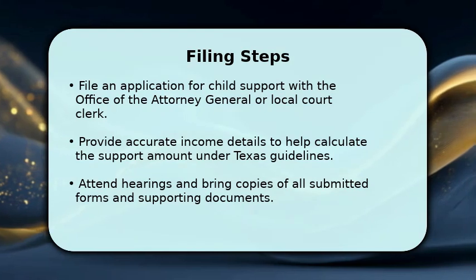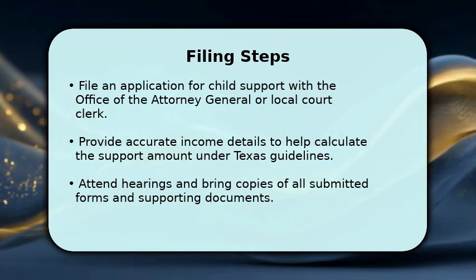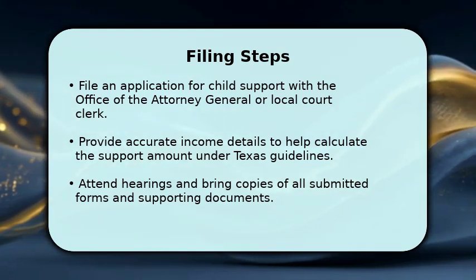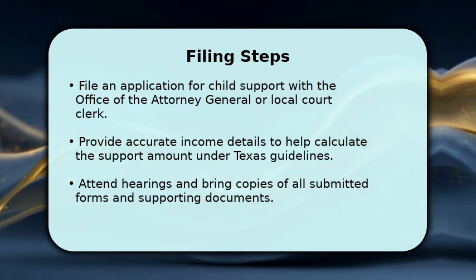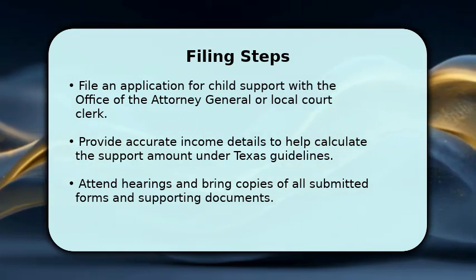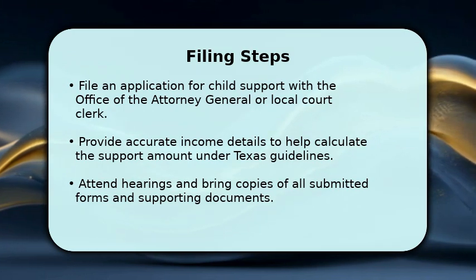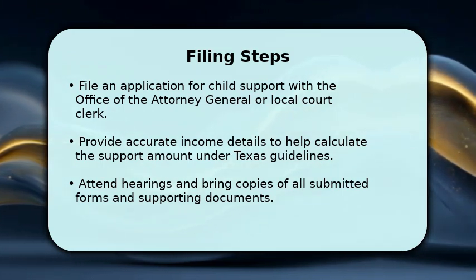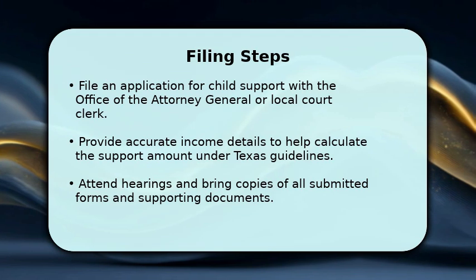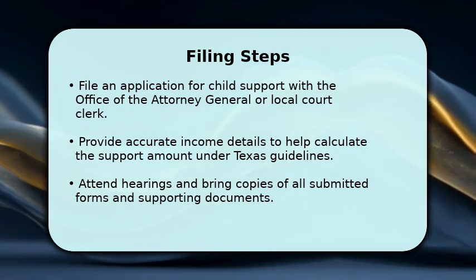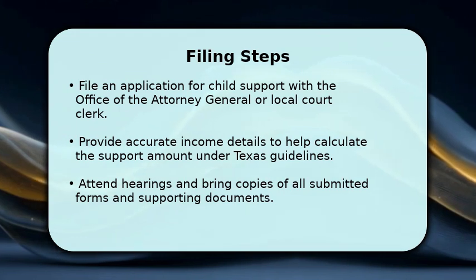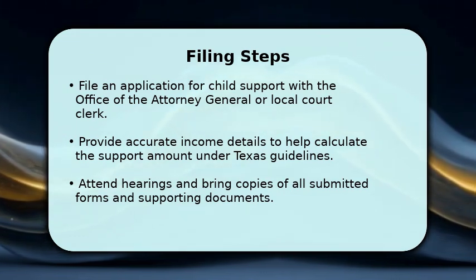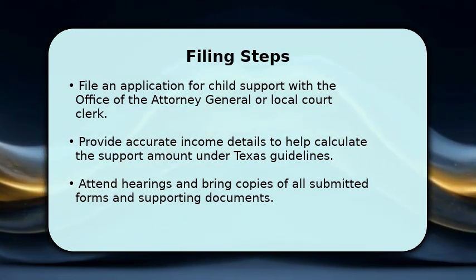When filing, start by completing the required application and supporting forms accurately. Include pay stubs, tax returns, and custody details to speed up processing. Submit to the Attorney General for enforcement or to the county family court if you prefer a judge to decide. Keep copies of everything, note hearing dates, and respond promptly to requests. I'll explain common form fields and how to avoid simple errors that cause delays.